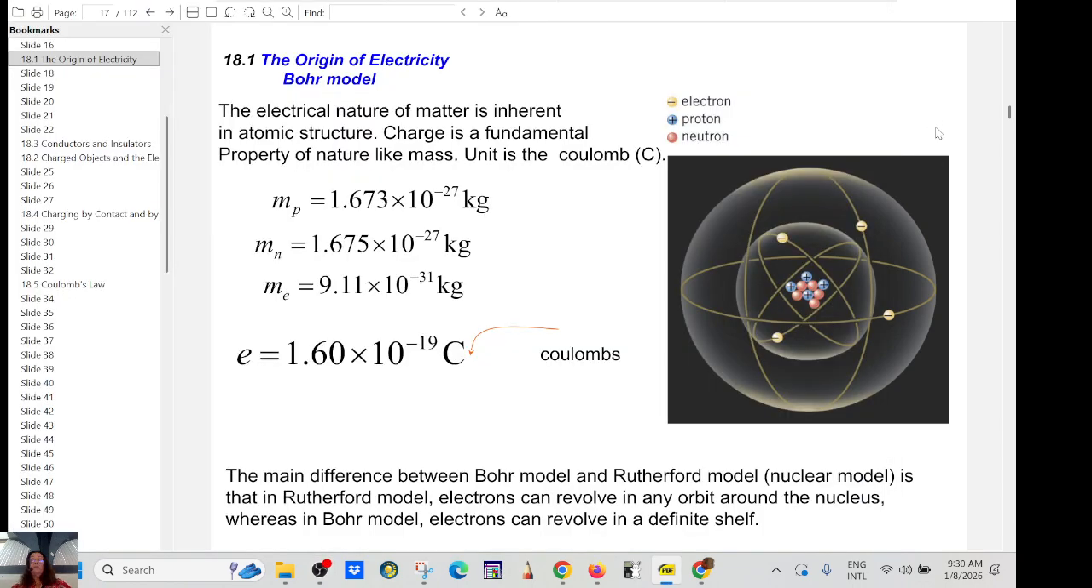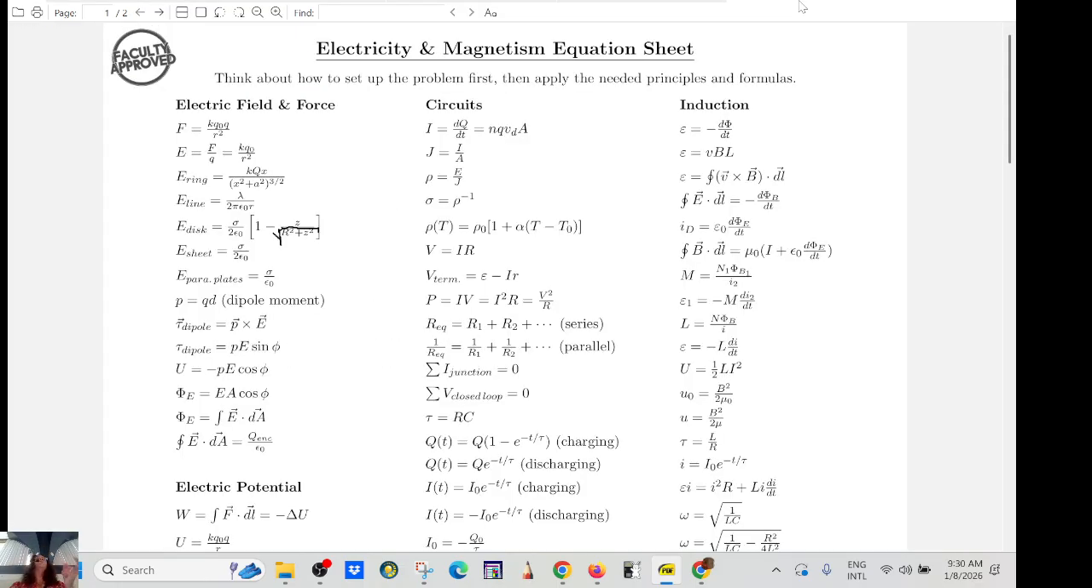Just a few things before I forget again. Let's look at the PDF. Here, that will be the equation sheet that you can use for the test. And there is another one you can bring also, which is more algebra based. But this one is really good. It took me a long time to find one that I like.